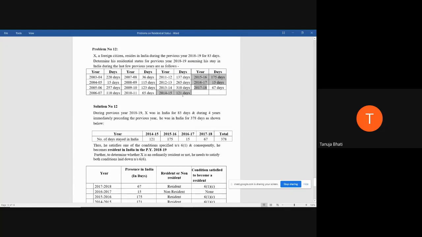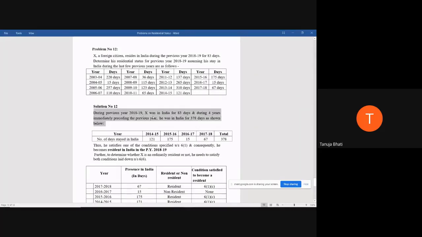2014-15. Now you calculate 121 plus 175 plus 15 plus 67. So the total number of days in the 4 years immediately preceding the relevant previous year is 378, which is exceeding 365. Therefore, he is fulfilling the second basic condition. And even if he fulfills any one of the basic conditions, he becomes a resident in India. So let us see the solution.